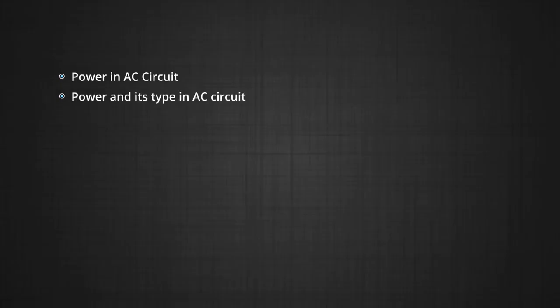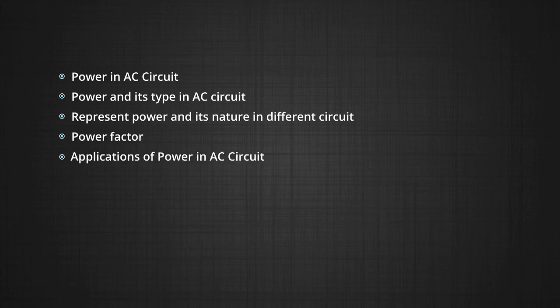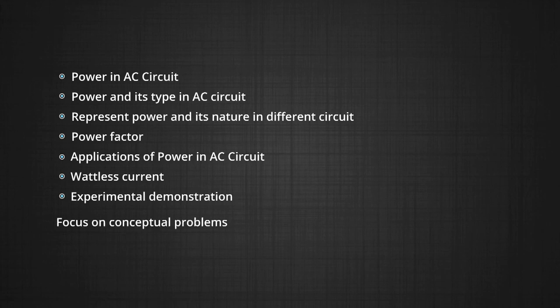What we have learned from this module is all about power in AC circuit and the variation of power and different types of power in AC circuit, its representation, its behavior, its characteristics in different circuits, power factor, application of power in AC circuit, wattless current and the experimental demonstration to show how this power varies. We also demonstrated some conceptual problems. So, thank you very much, and remember that in the next module we will discuss the transformer and its application in daily life.